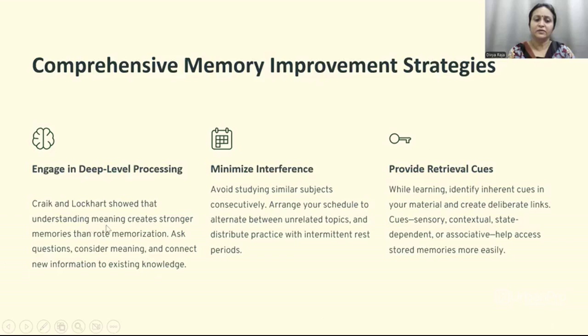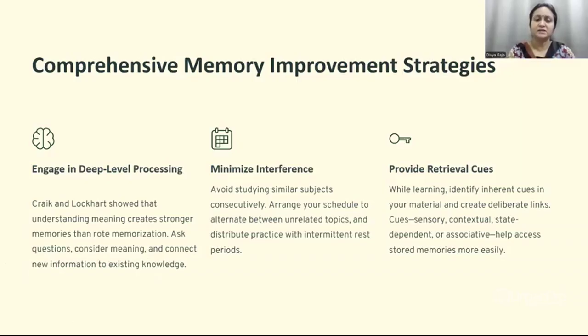Here, first we try to understand the meaning of the information that we want to remember. Then we ask questions and we connect new information to our existing knowledge. So we form connections. That's how we always learn. We form association between the new and the old information.